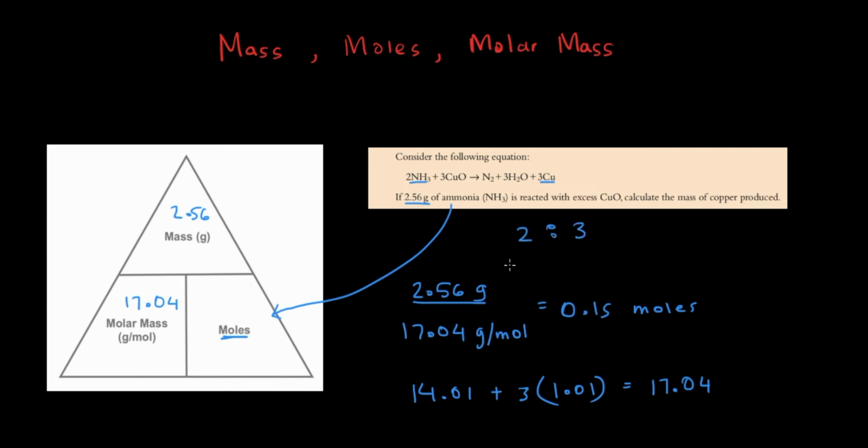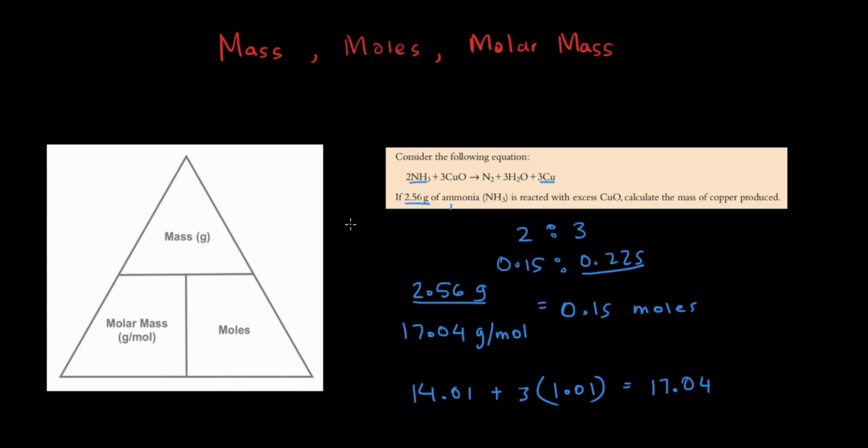This basically means that if 0.15 moles of ammonia are reacted, then 0.225 moles of copper are formed. The way I calculated 0.225 is by doing 0.15 divided by 2 times 3. Okay, so now the second step. We found the moles of copper produced, and now we just need to calculate the mass.